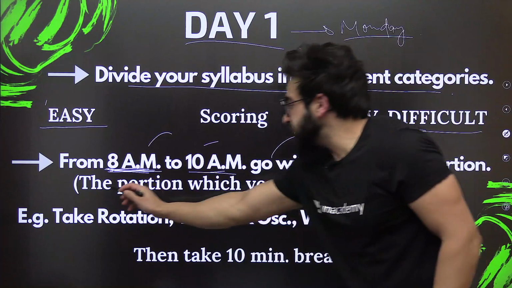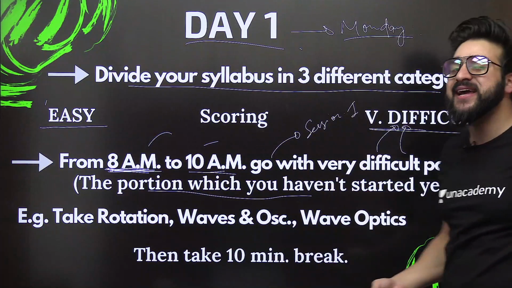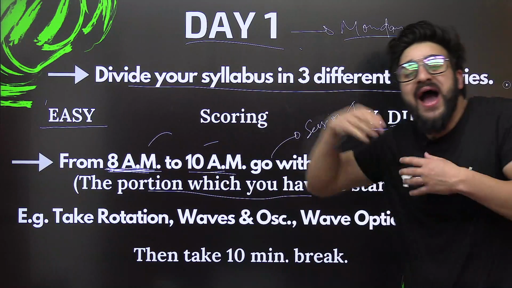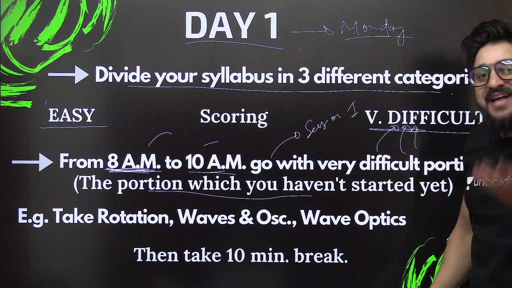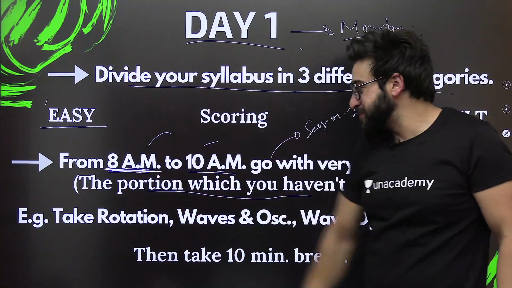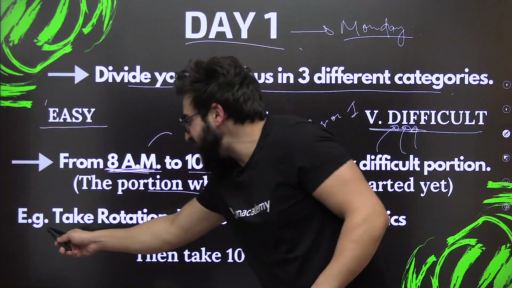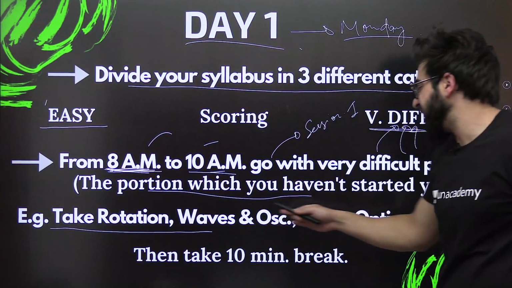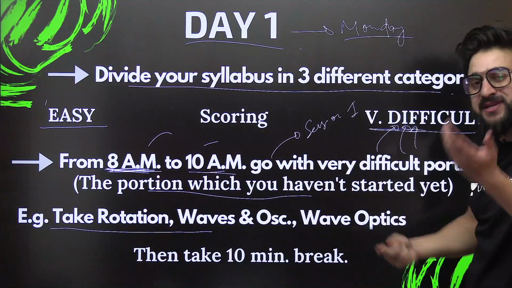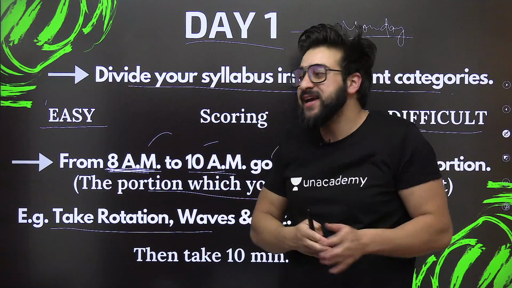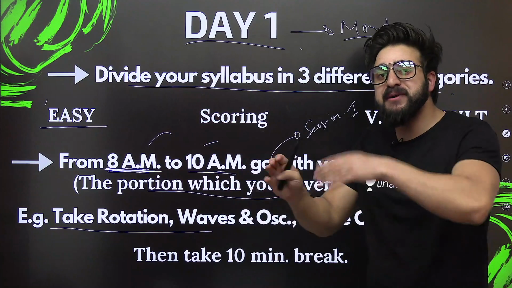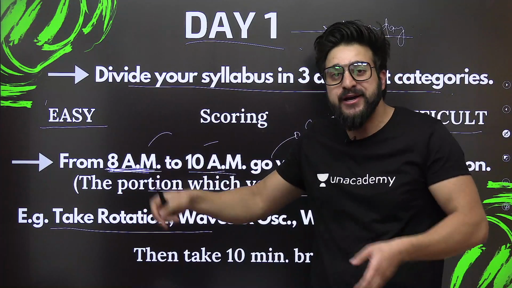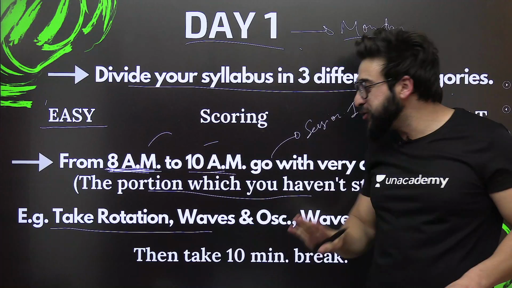Okay, so this is that portion which you haven't studied yet, which you haven't started yet, which you haven't touched yet. That's why I'm saying this is the difficult portion, because that's why you have left it previously. Now, I'll just give an example. See, rotation, waves, oscillations, wave optics. Different people will say, sir, no, this chapter is very easy. That's why I'm saying, according to different people, different chapters are easy and difficult. So you categorize it according to yourself only.